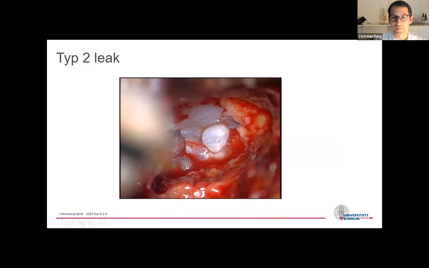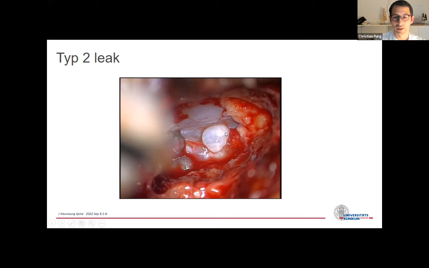This image is also intuitively showing a lateral CSF leak. It's again a minimal invasive approach, interlaminar, and you can see here a tear in the dura on the lateral aspect, and as well like a cyst, probably extruding subarachnoid membrane and losing CSF here.